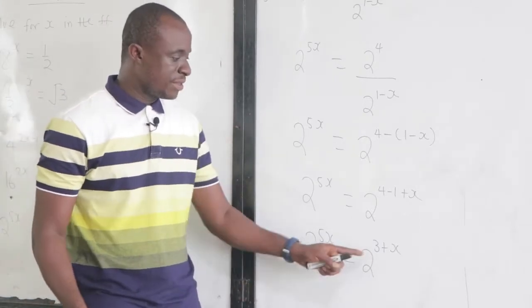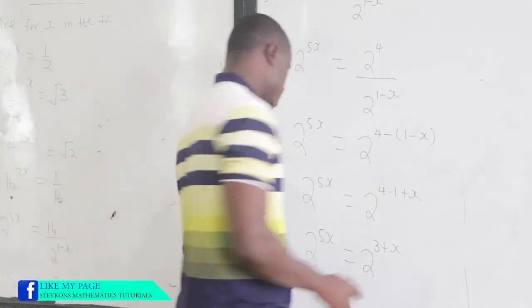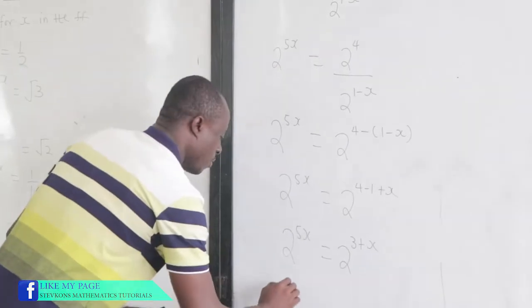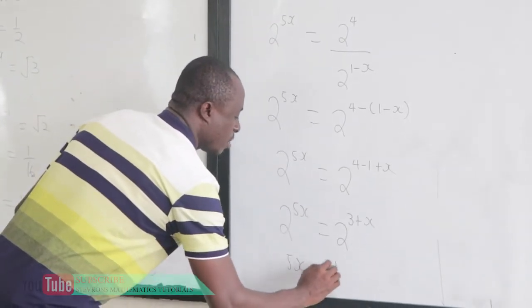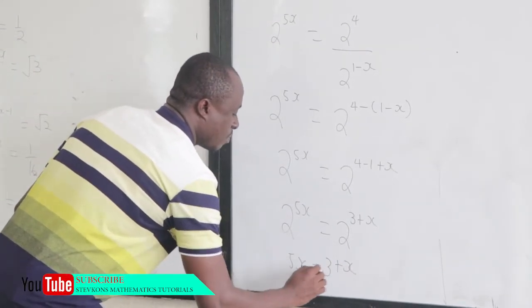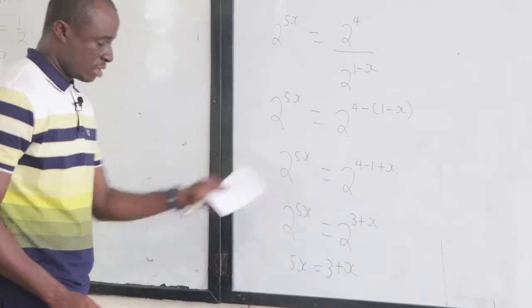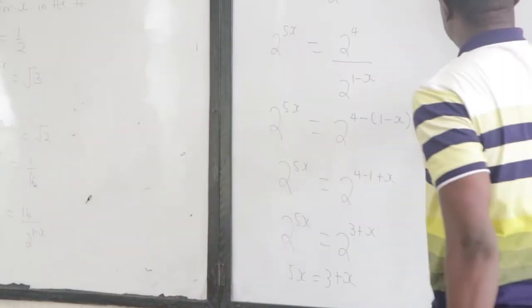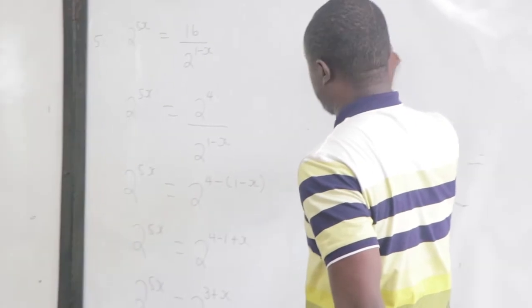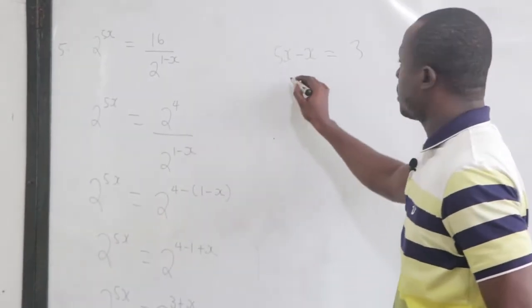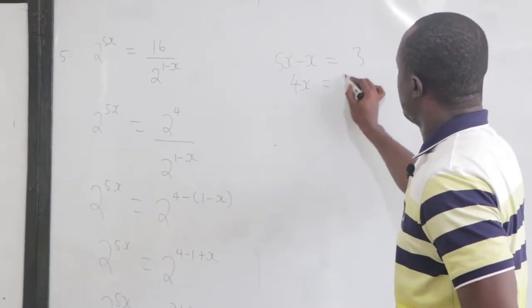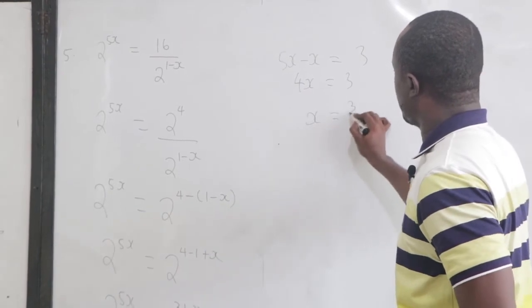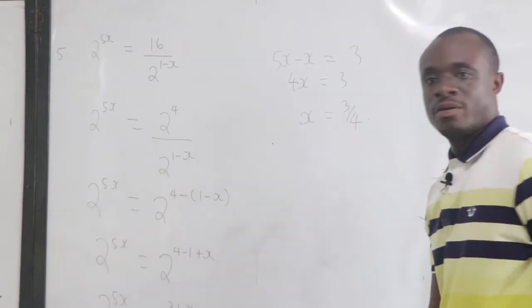Bases are the same, so we equate the exponents. So clearly from here, we have 5x equal to 3 plus x. So this x will come here, and then we have 5x minus x equal to 3. 5x minus x, this is giving us 4x equal to 3. Our x equals 3 over 4.